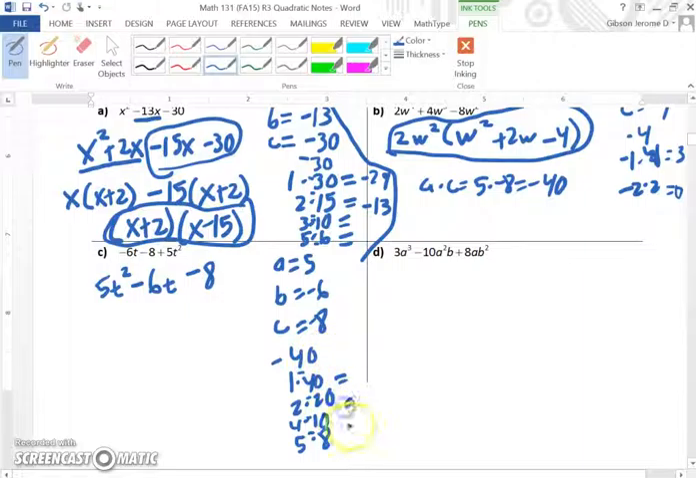So now we add them together and see which one of them would give us negative 6. This is negative 39, negative 18, negative 6. So that's positive 4 and negative 10. So we substitute that in for the negative 6t. So we have 5t squared plus 4t minus 10t minus 8.